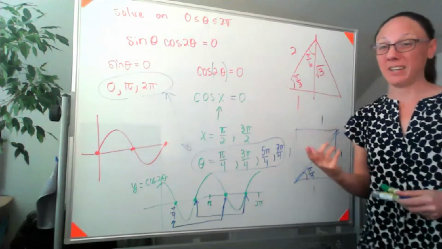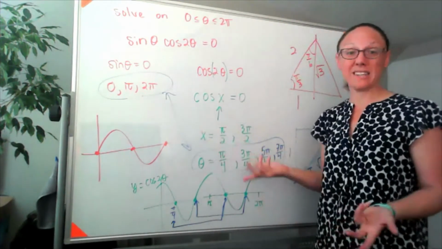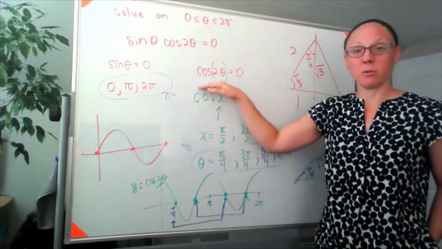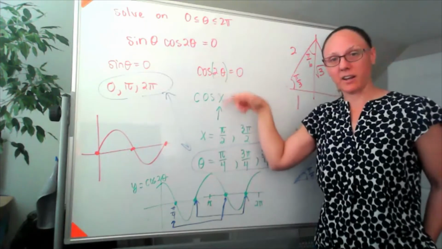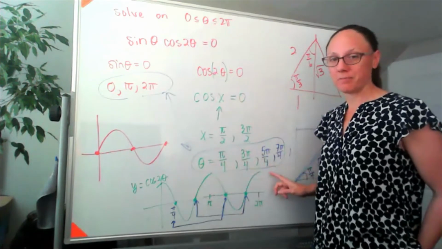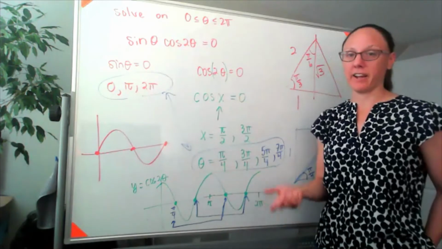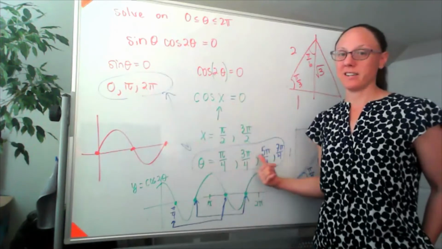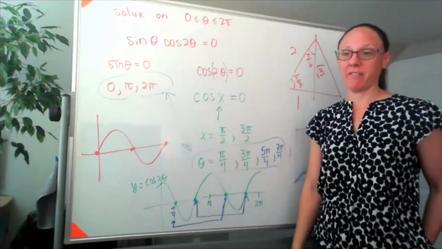This isn't where I thought I was going with it, but it's a good thing we did it. If we are solving something that has one of these double angles, or if this had been cosine of 3 theta, then we need to think about all of our solutions between 0 and 2 pi by adjusting the period and adding one period to each of our values until we get all the way through the interval that we've been given.